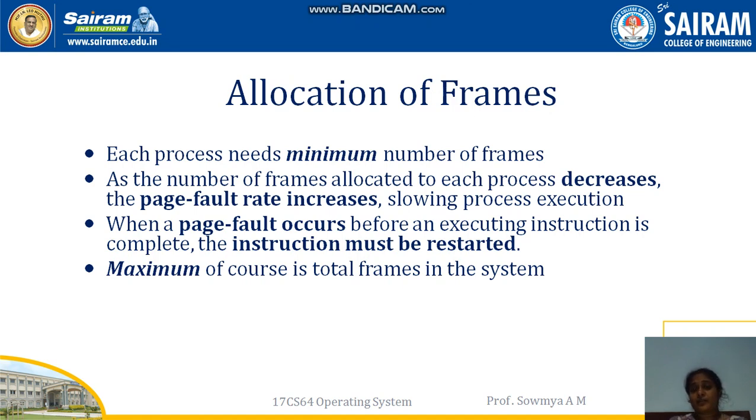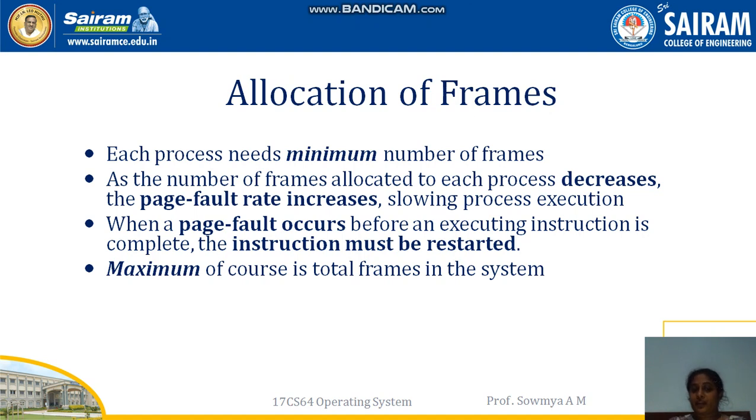As the number of frames allocated to each process decreases, the page fault rate increases. Because if it has 10 pages to execute and it has only a minimum number, like 2 or 3, then what happens? Page faults increase. With page faults increasing, page replacement algorithms need to be used more often, and the process needs to wait until the page fault is solved.